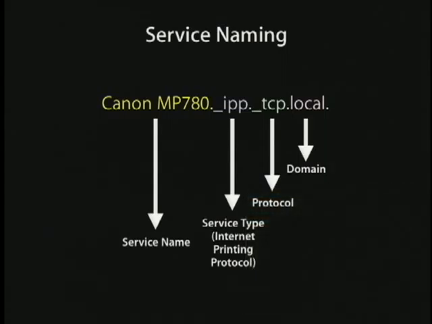Here's an example of a printer. The printer is advertising itself using the Internet Printing Protocol. Its name is Canon MP780. Its service type is _IPP, which is a pre-agreed upon service type. And the protocol and domain are _TCP for the protocol, and the domain is .local.